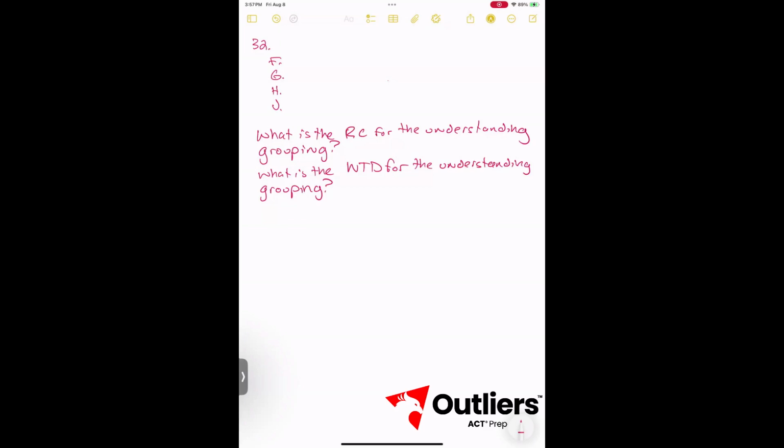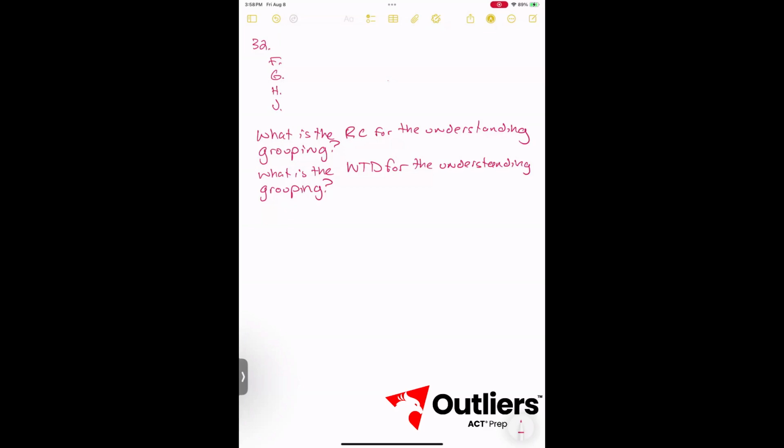What is the WTD for the understanding grouping? The WTD for the understanding grouping is be as literal as possible. Be as literal as possible. And this is true of literally every question on the English section. If you want to just make your life easy on the English section, be as literal as you possibly can be. And so this question is a little bit tricky.